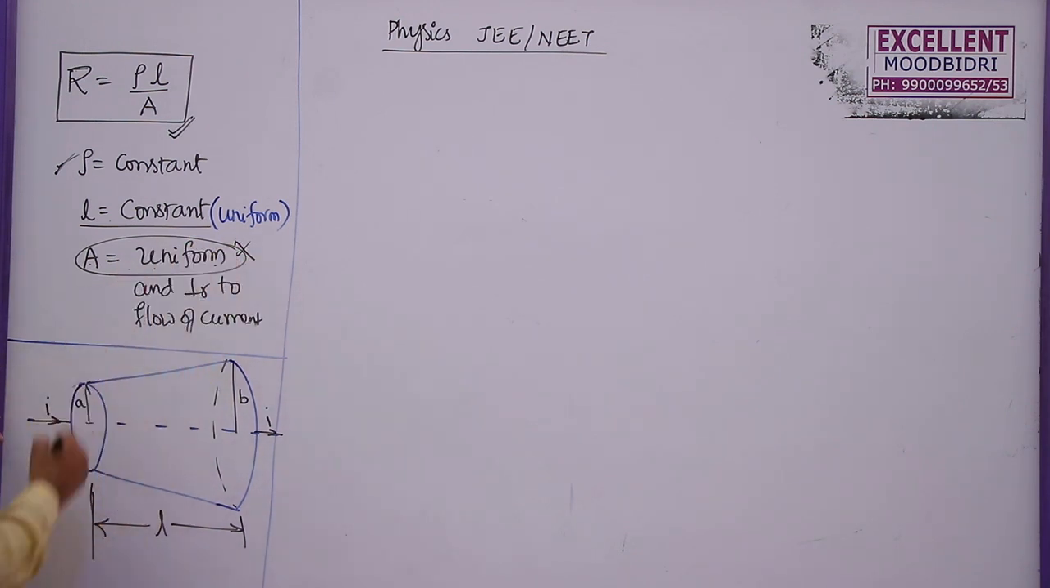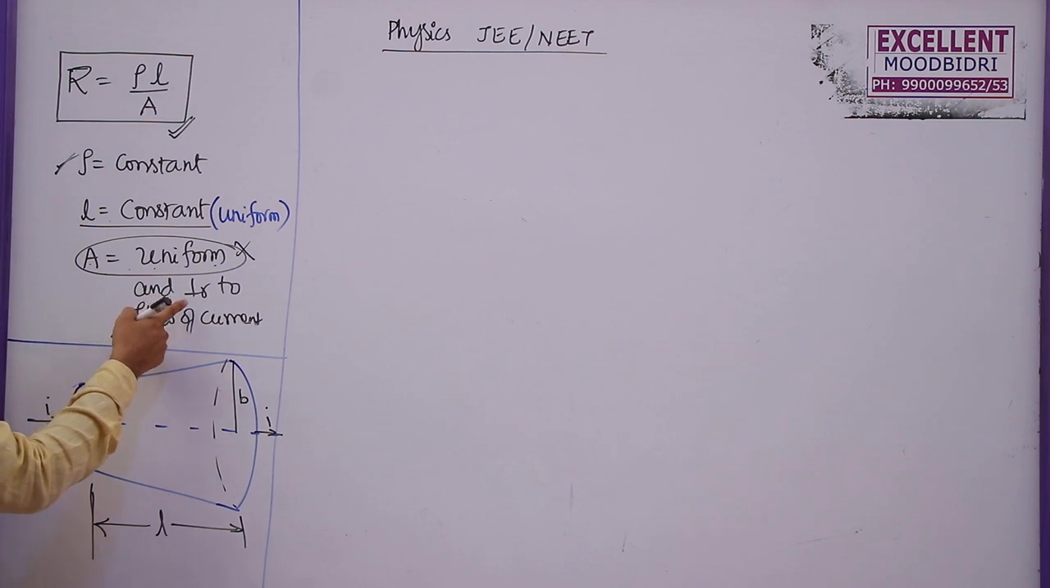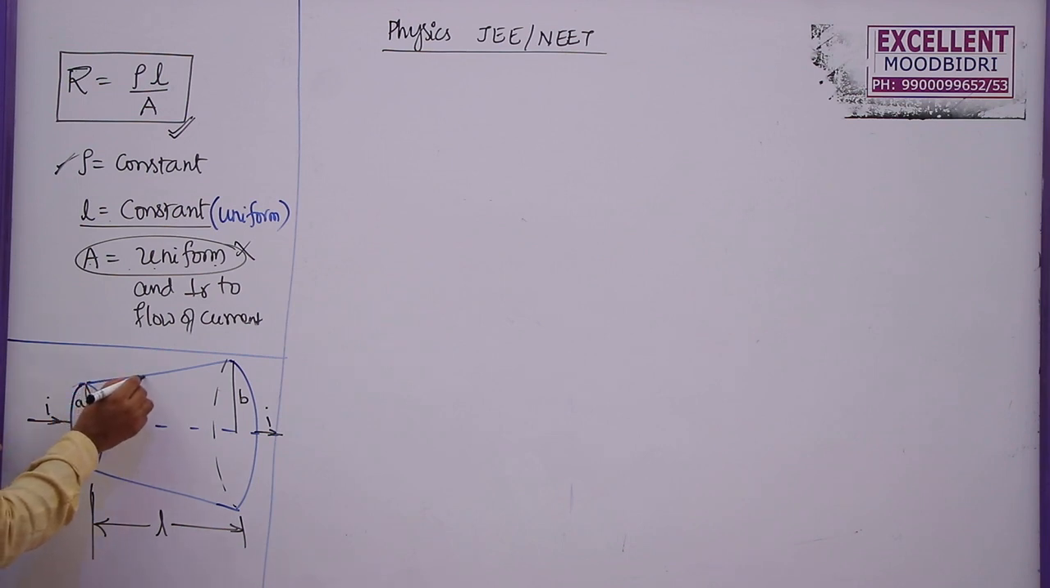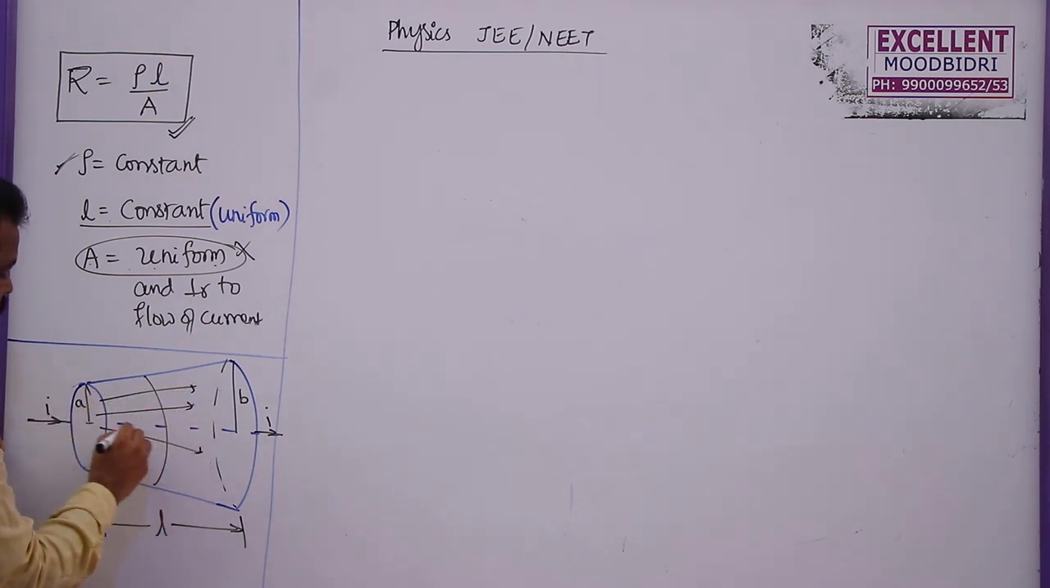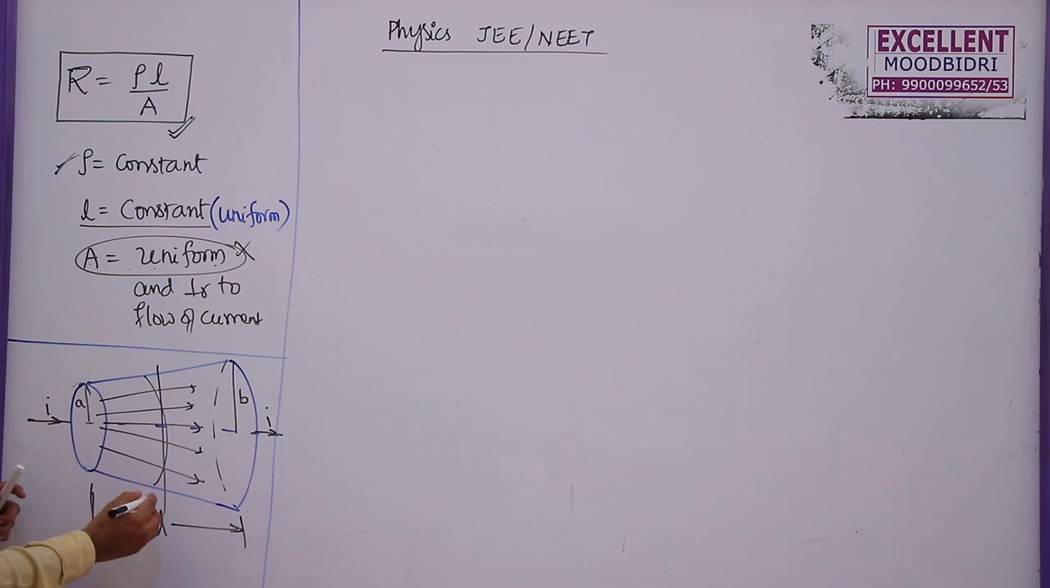So area is not uniform, and the current should be perpendicular to this area, perpendicular to the flow of current. Now let me check one small portion here. So this is the small portion. Here current, as it enters this one, will go like this, like this, like this. Now you can see the area vector is like this, but current is flowing like this. These two are not in the same direction.